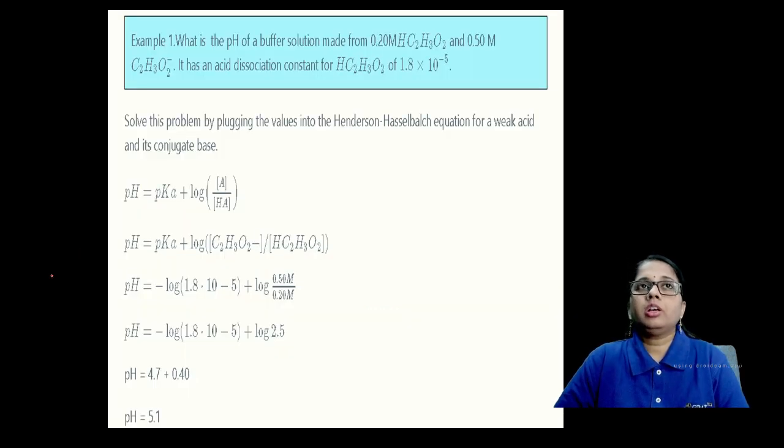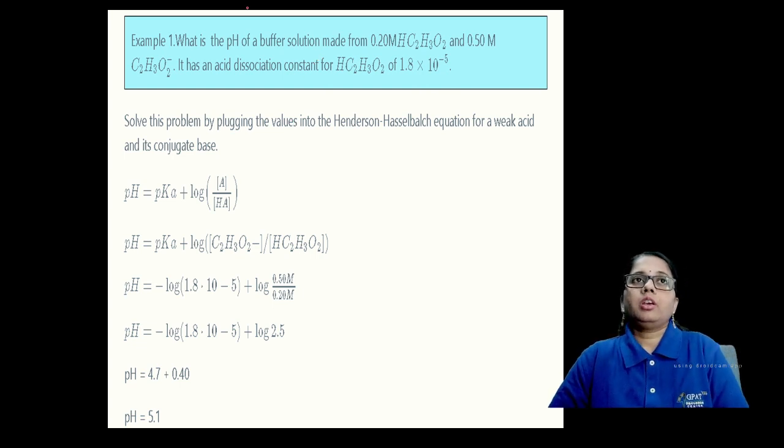Okay, let us take one example for calculating the pH using the Henderson-Hasselbalch equation. What is the pH of a buffer solution made from 0.2 molar HC2H3O2, that means CH3COOH, acetic acid, and 0.5 molar CH3COO minus, that means it is a conjugate base. The acid dissociation constant of acetic acid is 1.8 into 10 to the power of minus 5. So how are we going to solve this?